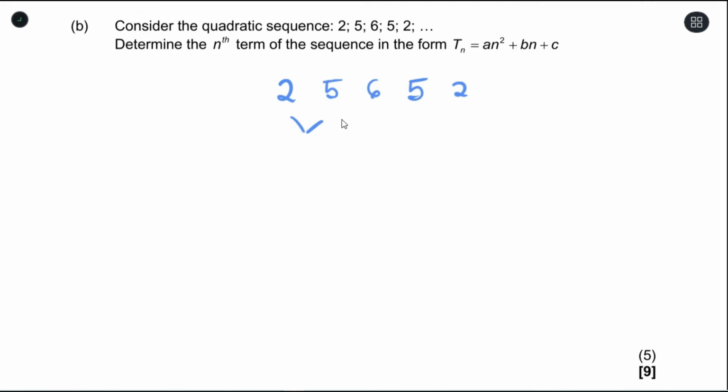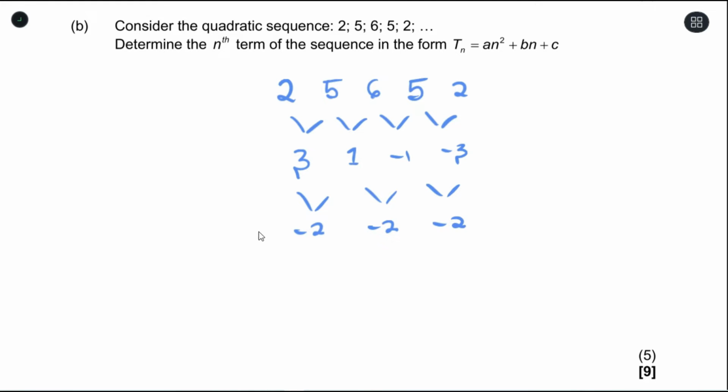Now, making our first difference, meaning subtracting each of the consecutive terms, and getting our second difference, which we expect to be equal. This one is going to give you 1 minus 3 is negative 2. Negative 1 minus negative 1 gives you negative 2. Negative 3 minus negative 1 gives you negative 2.